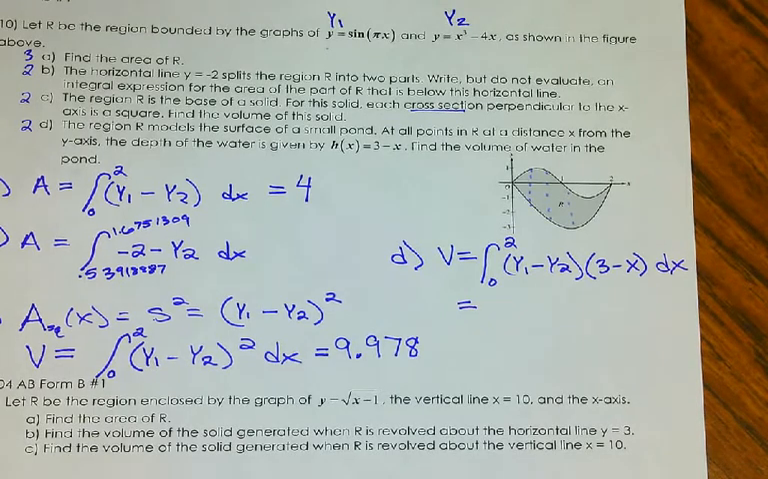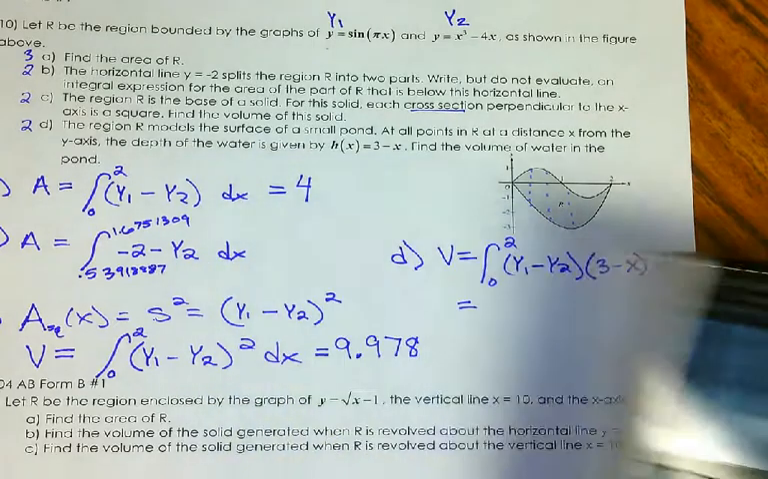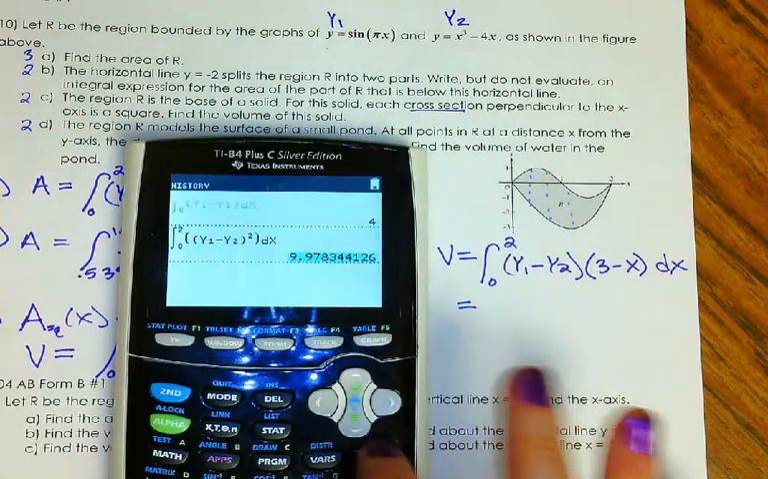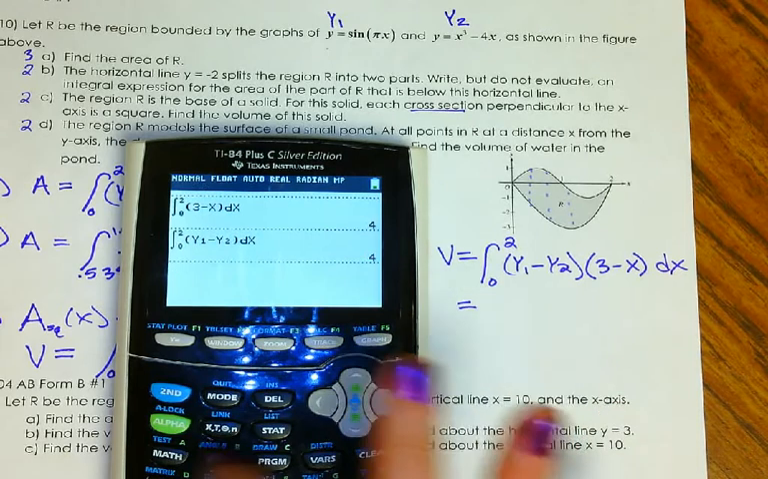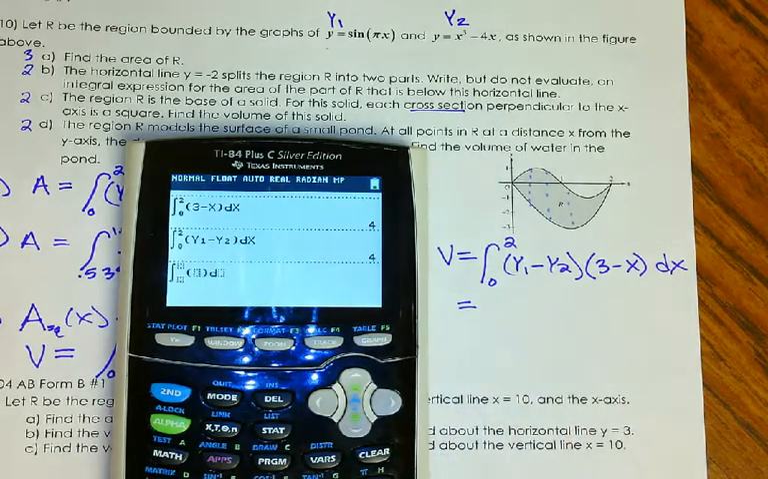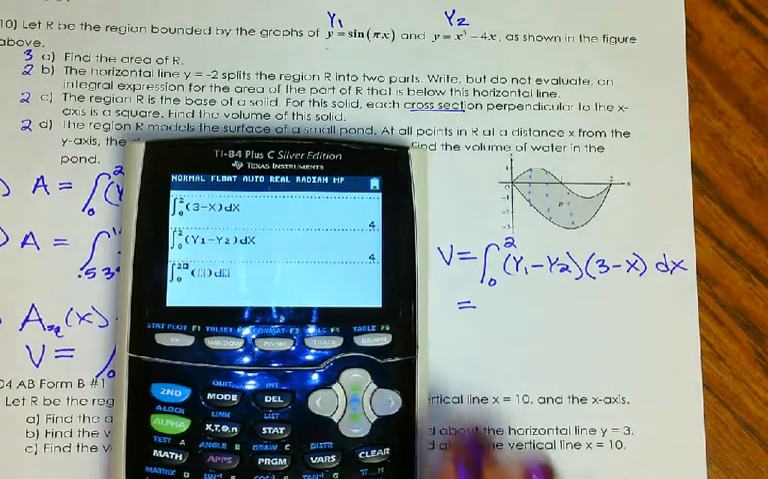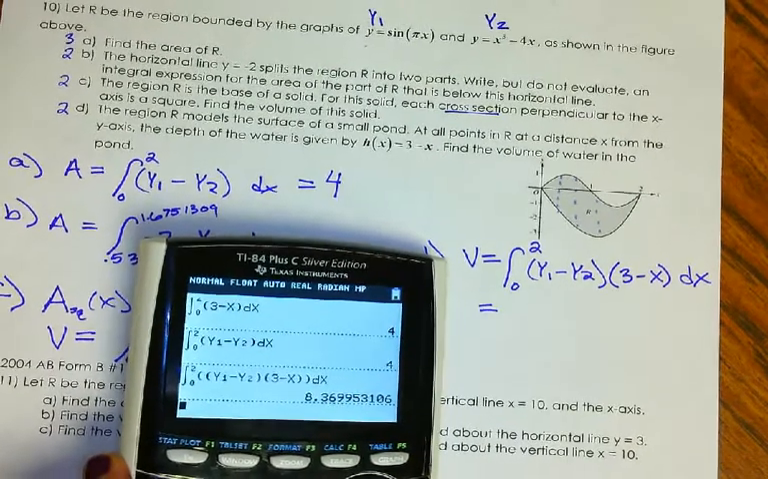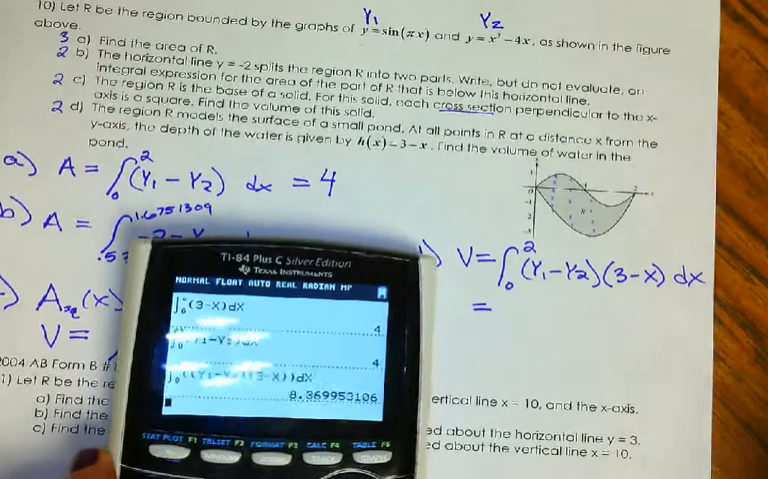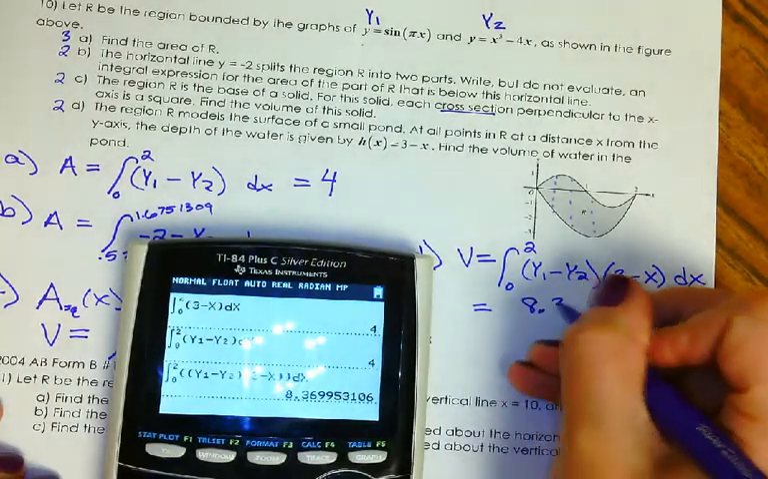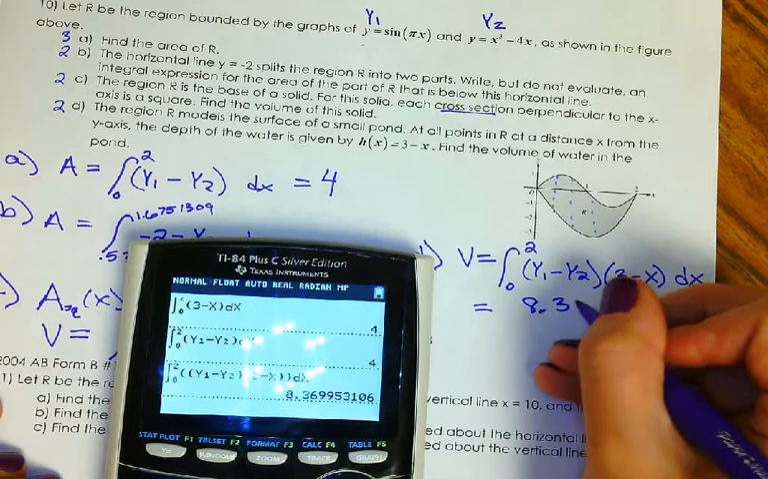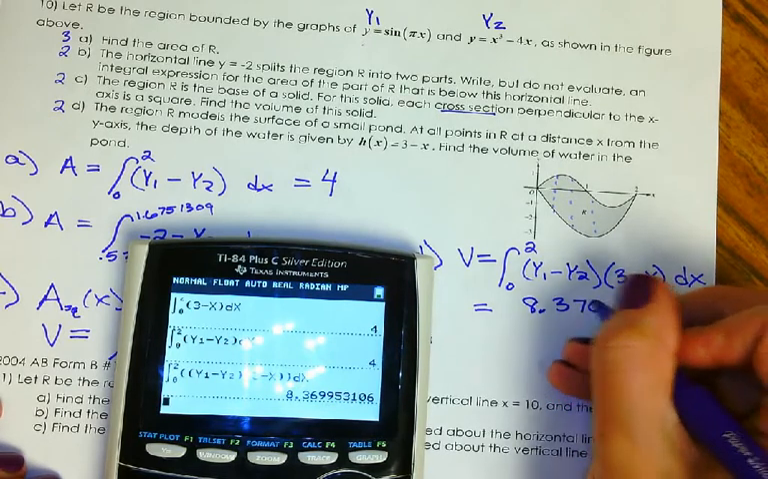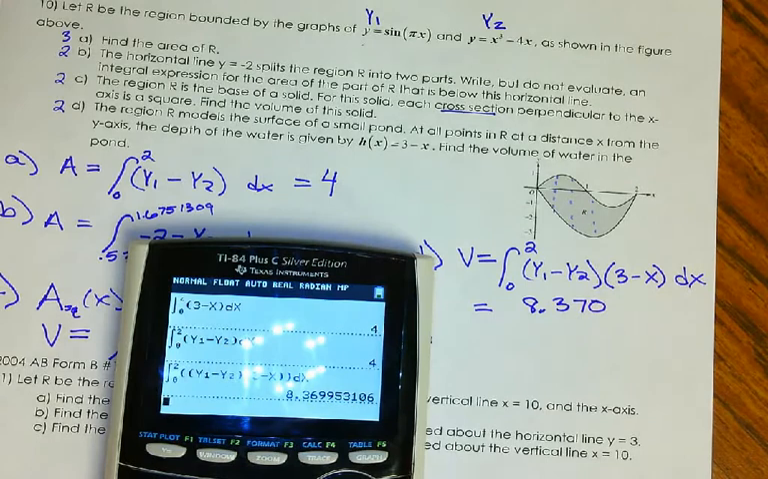That might take me just a second here. So let's see. Okay, so math 9, we're going to go from 0 to 2, and then we can type that in and see what we get. Okay, so that's what I typed in, and then I got 8.370, because if you round to 3 decimals, you get to there, okay? So that was all of that problem.